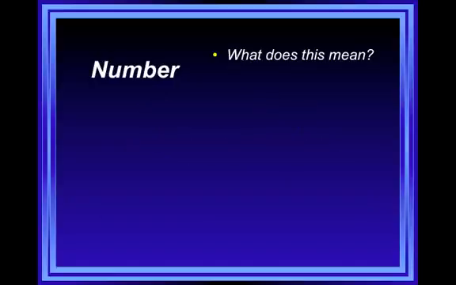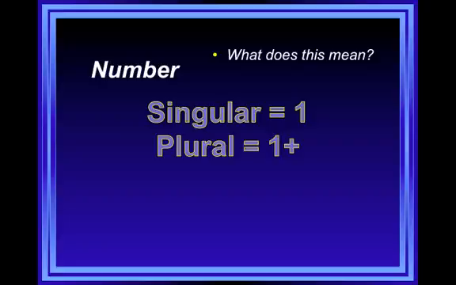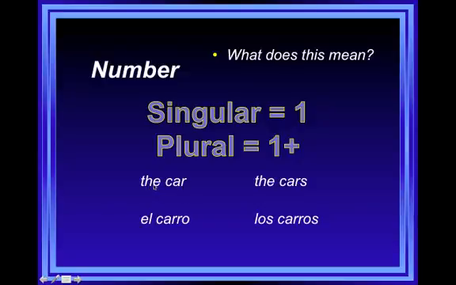The other important thing to remember when putting articles with nouns is number, and it basically means whether a noun is singular or plural. We know that singular means one and plural means more than one. In English, we have the car. The is an article, and car is the noun. When we make car plural, the stays the same, but we add an S to make cars. Let's look at how it works in Spanish.